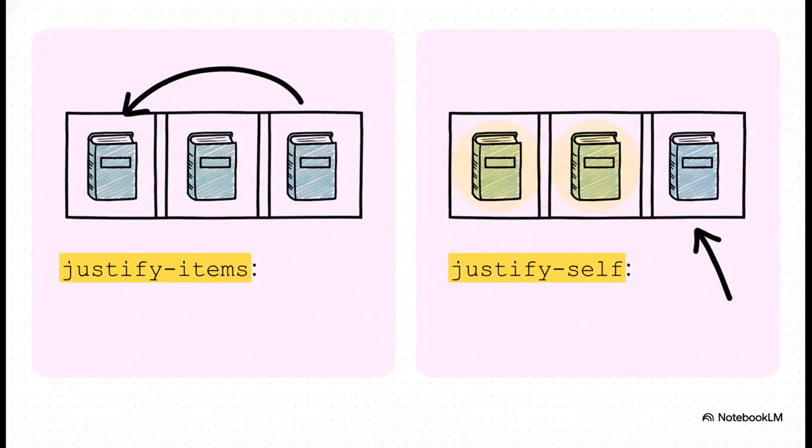Finally, let's talk about aligning items inside their cells. You can set a default for all of the items on the container using a property like justify-items. But what if you want one specific book to be aligned differently? Well, you can go to that one item and use justify-self to override the default. It's this perfect system of global rules and specific exceptions.